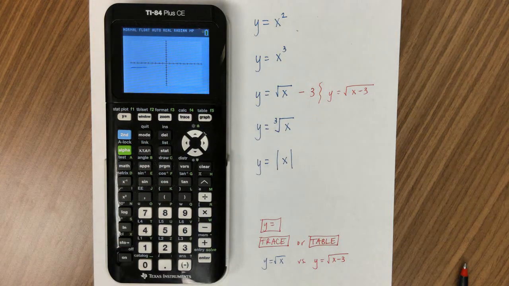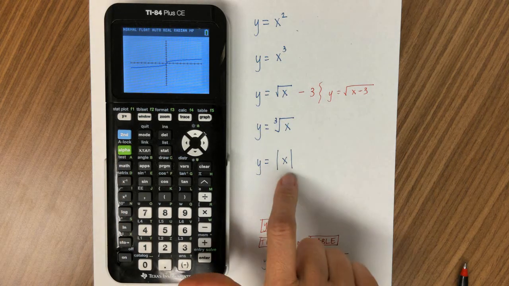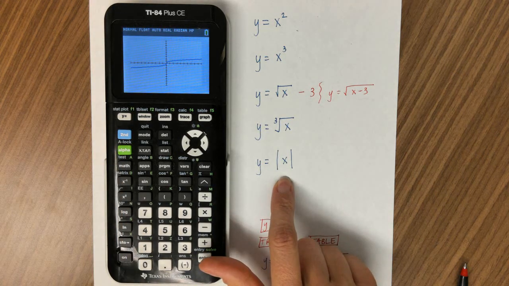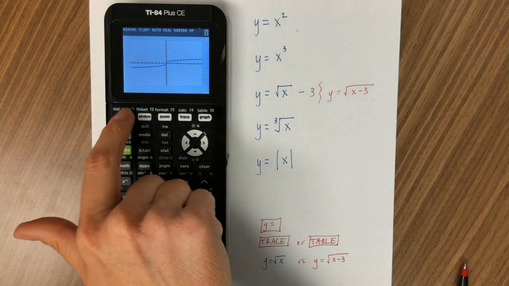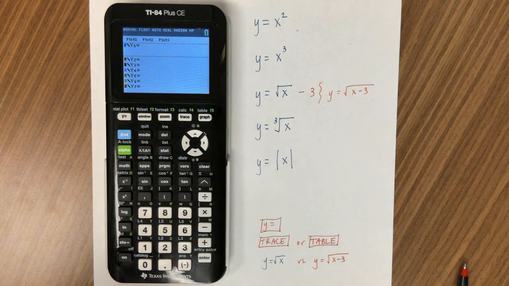Graph that function, and that's what I get. So there's my cube root of x function. You can find that under the math menu. And also, this is y equals absolute value of x. We can also find that under the math menu.